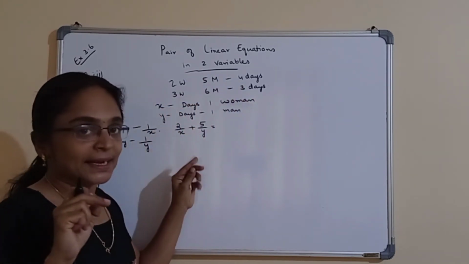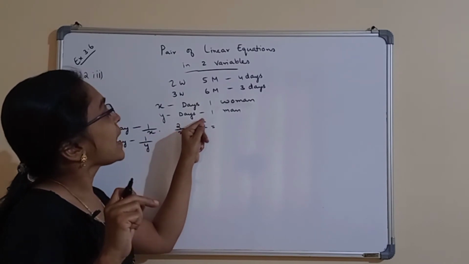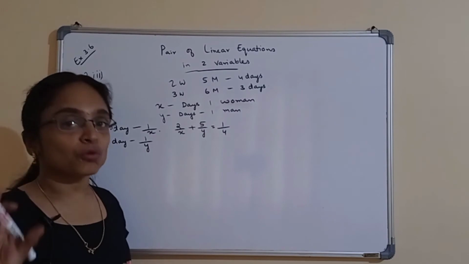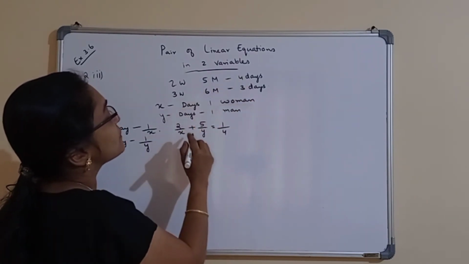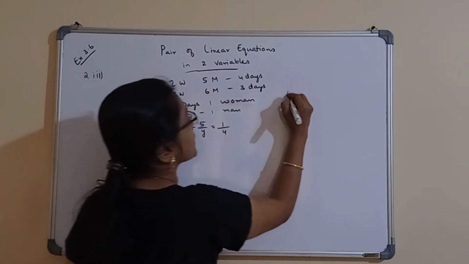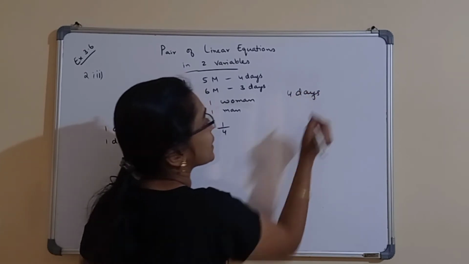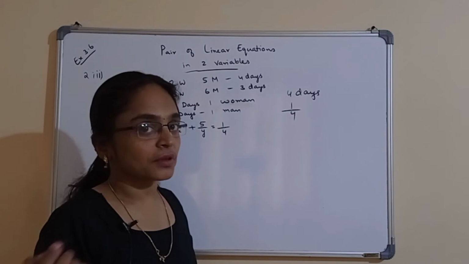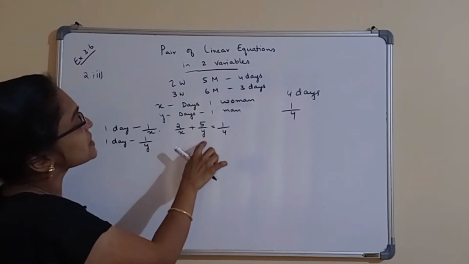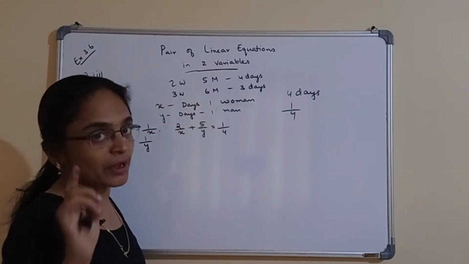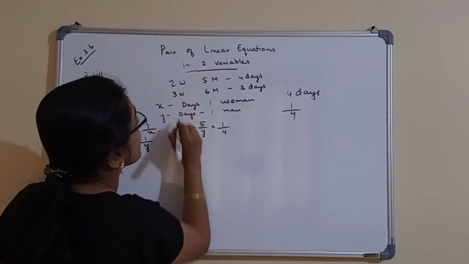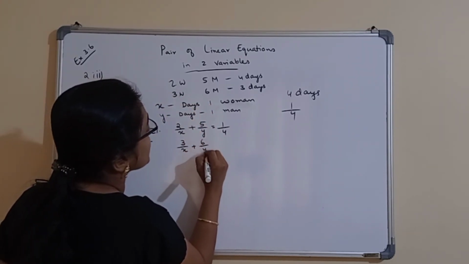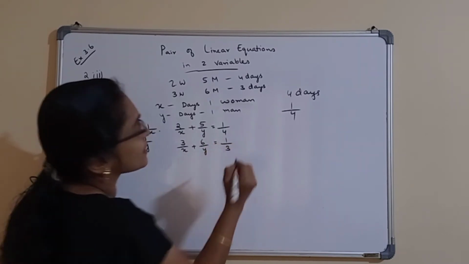So, in one day, 2 women and 5 men will do how much work? 1 by 4 of the work, that is, in one day. They will take 4 days to complete a work, both together. So, in one day, they will complete only 1 by 4 of the work, right? So 2 by x plus 5 by y is equal to 1 by 4. This is the first equation. And similarly, we have 3 by x plus 6 by y is equal to 1 by 3.